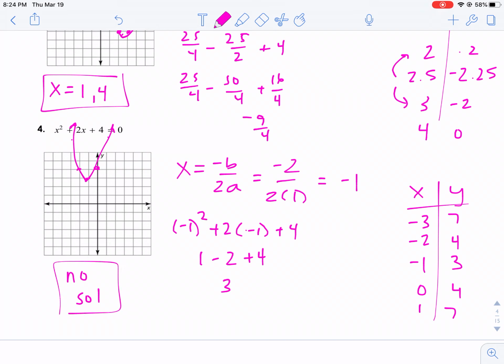Okay, so this method to solving quadratics is by graphing. We're going to learn a couple other methods throughout this chapter, but make sure for the assignment that you're using the graphing method to solve these.